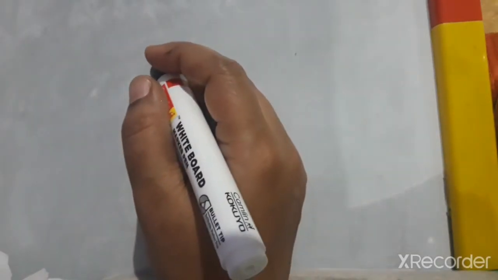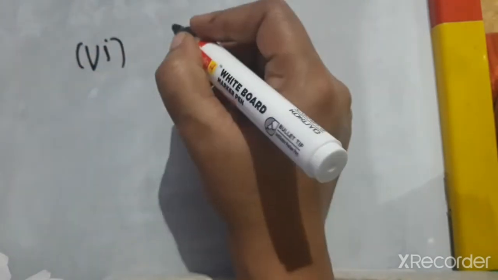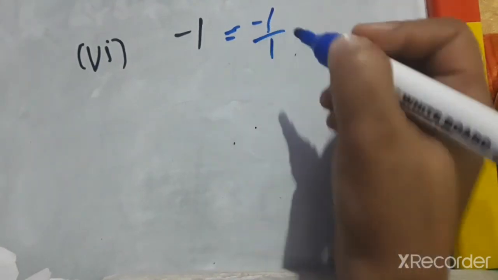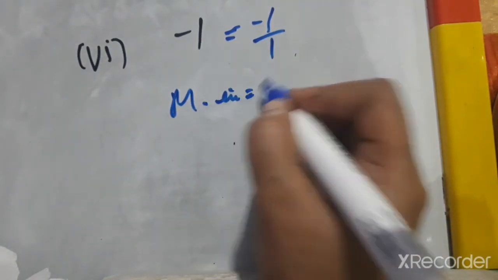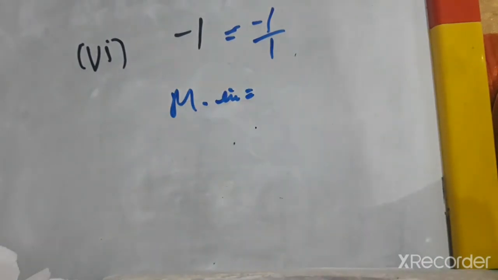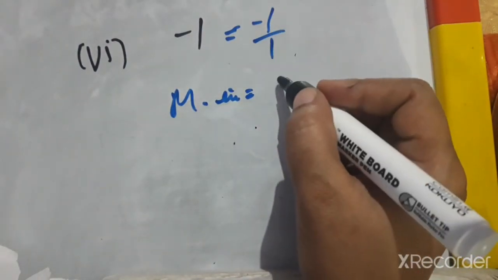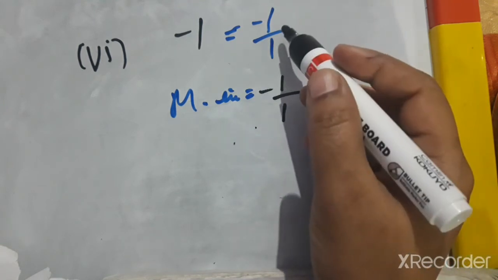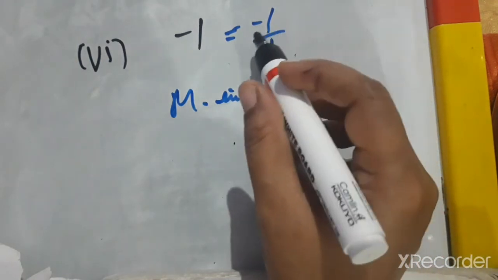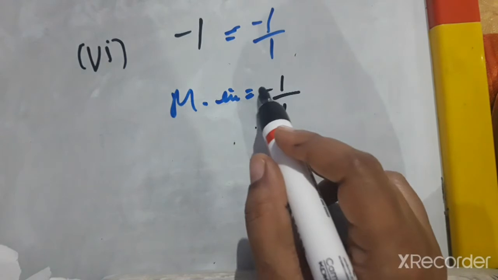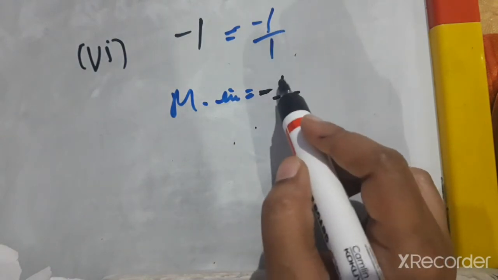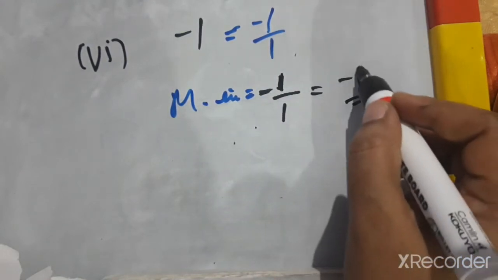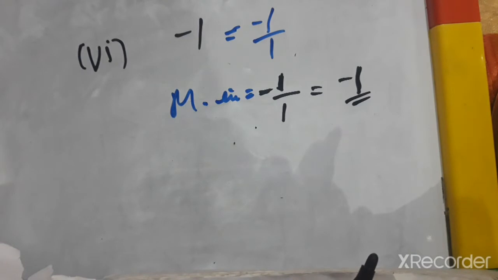Now last question in that sixth one, multiplicative inverse of minus 1. Minus 1 means minus 1 by 1 is there. Now multiplicative inverse of minus 1 by 1 we have to write. So reciprocal of that is 1 by minus 1, the same number, we will get minus 1 only. Reciprocal, but we should not change the sign, so we have to write minus here only, and this one is here and by 1. So answer is minus 1 only. Multiplicative inverse of minus 1 is minus 1 only.